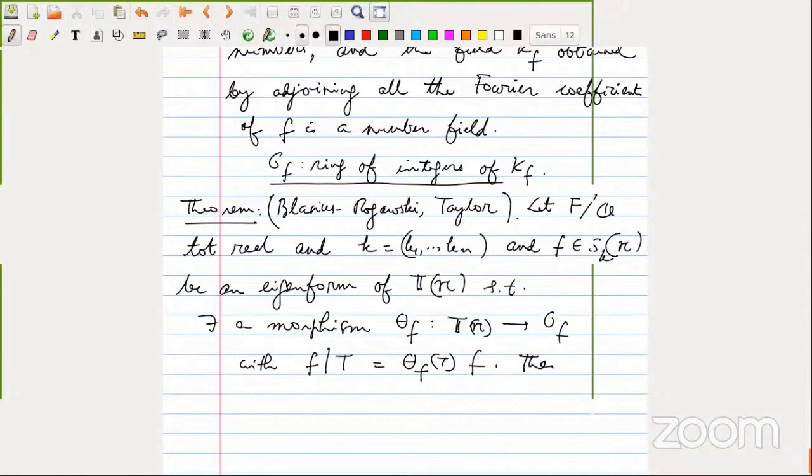Then what we can get is a representation of the Galois group. If lambda is a prime of O_f, there exists a continuous representation.